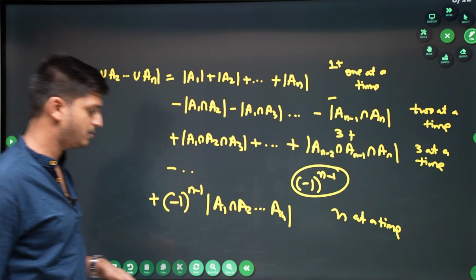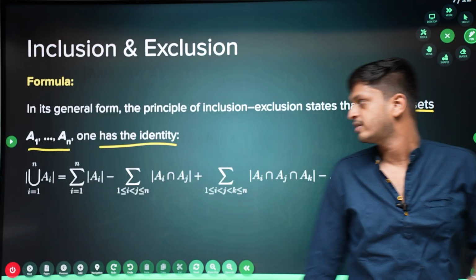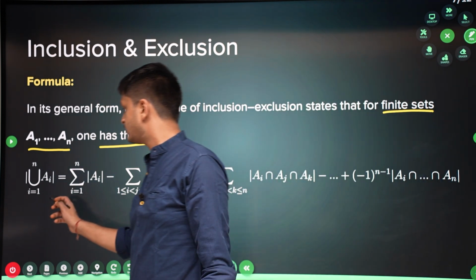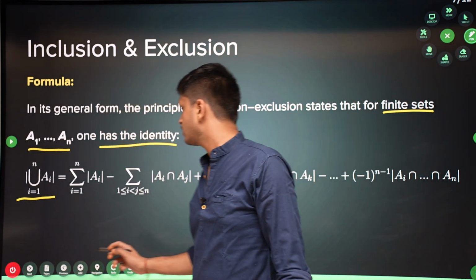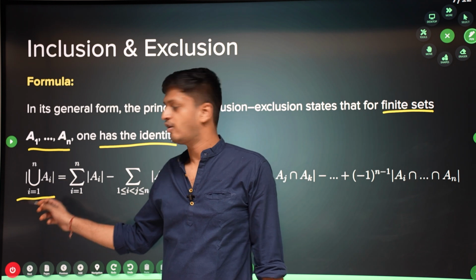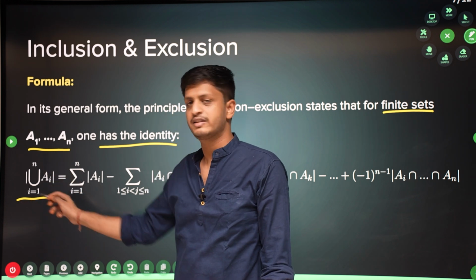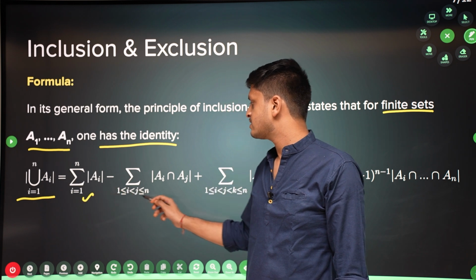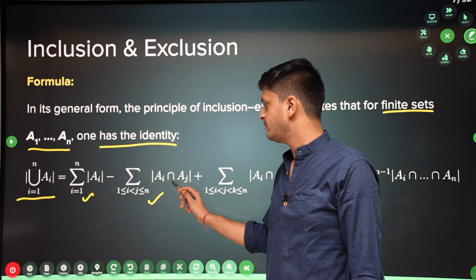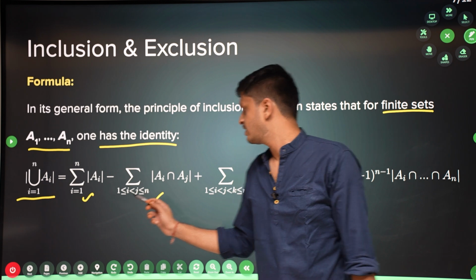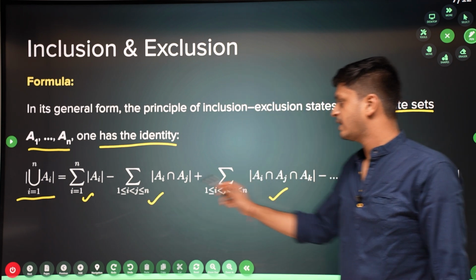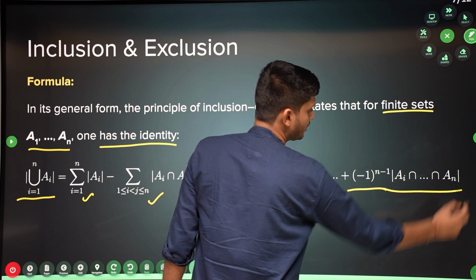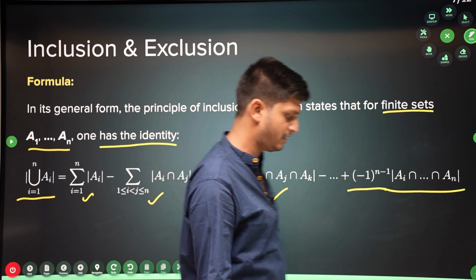So this is the inclusion exclusion principle, and it is written beautifully here. Cardinality of union of n sets A1 union A2 union A3 is equal to sum of cardinalities taken one at a time, minus sum taken two at a time, Ai intersection Aj for all i, j, plus taken three at a time, minus, plus, minus and so on, and the last term is minus 1 to the power n minus 1 taken all at a time. Okay, we just saw it.